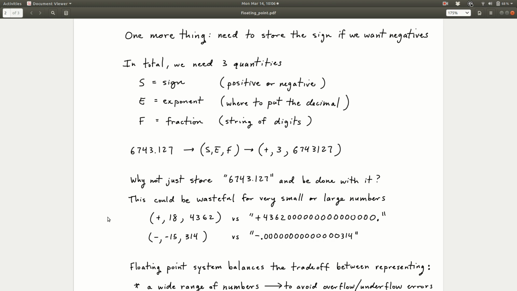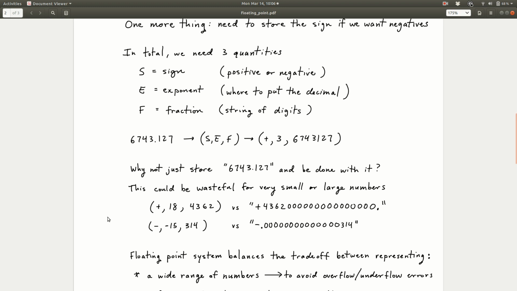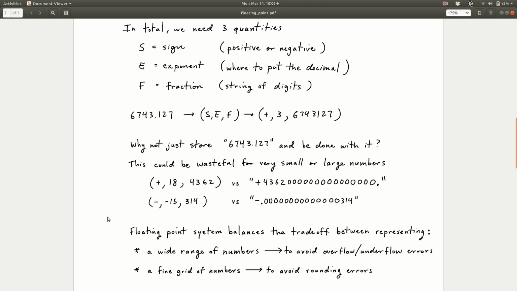So the reason for doing this is that we want to be able to store a wide range of numbers with as little storage cost as possible. And what the floating point system does is it balances this trade-off between representing a wide range of numbers, meaning numbers very close to zero, and numbers very far away from zero, very big numbers. So by storing a wide range of numbers, you can avoid these overflow, underflow errors. But it also allows you to store a fine grid of numbers.